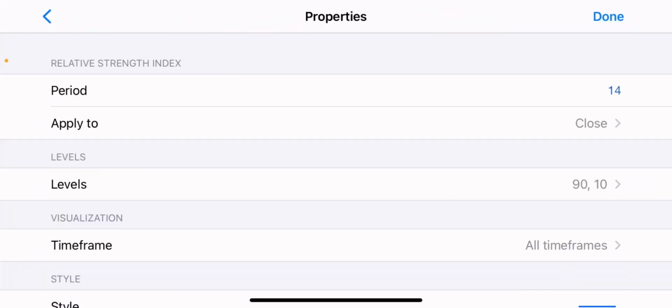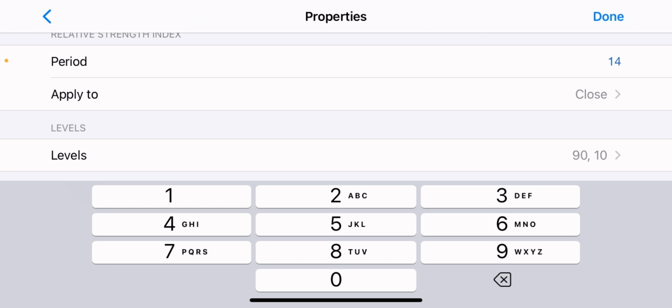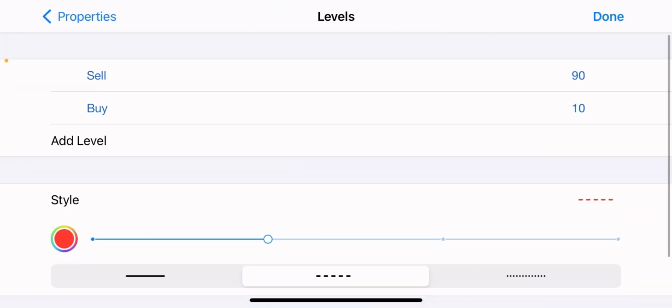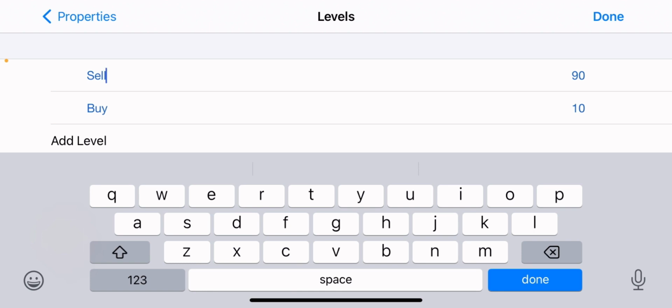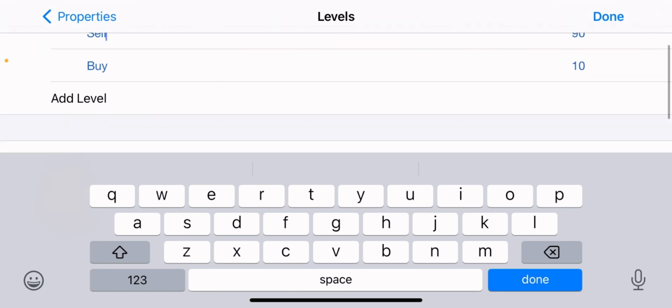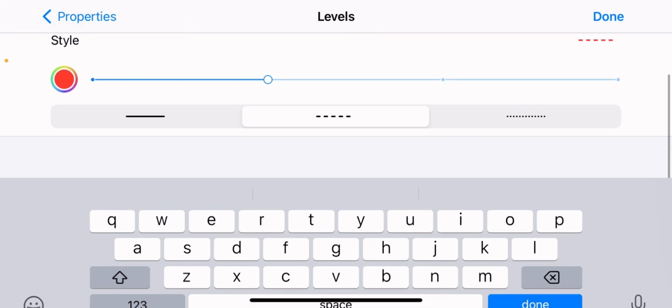I'm going to set the period for the RSI. I'm going to put it on period 14. Then you apply to close. The levels you add 90 and 10. Then on the description you put on sell on level of 90. Then you put on buy on the level of 10. Then the style right here you put it on 2 pixel. Then use the color red, the color red right here.